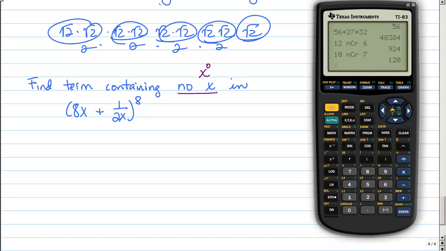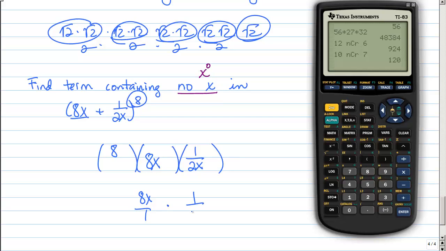Well, let's just start writing down what we may or may not know. Okay, so I know that's 8, that goes there. That's 8x because that's our a, that's 1 over 2x because that's my b. So notice I've got an 8x over 1 and a 1 over 2x on the bottom. And those exponents have to add up to 8.